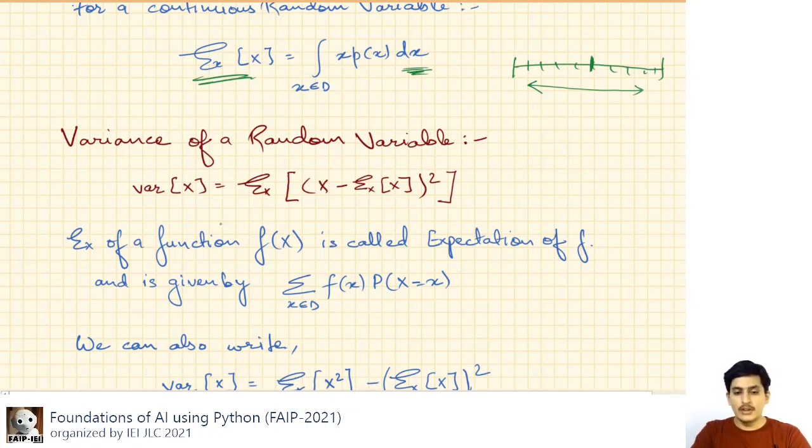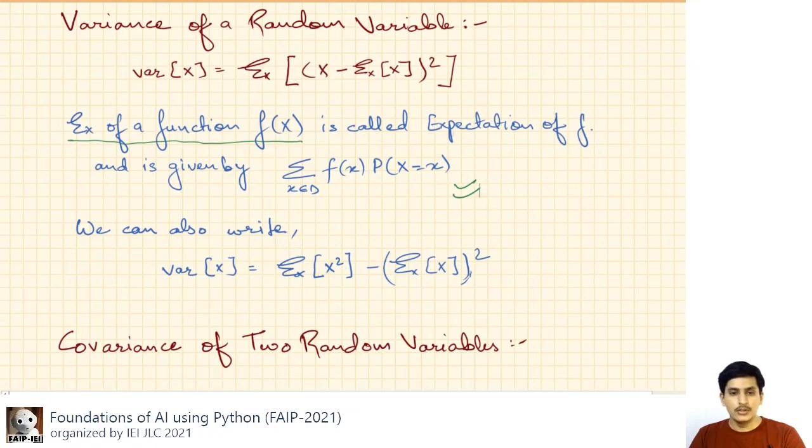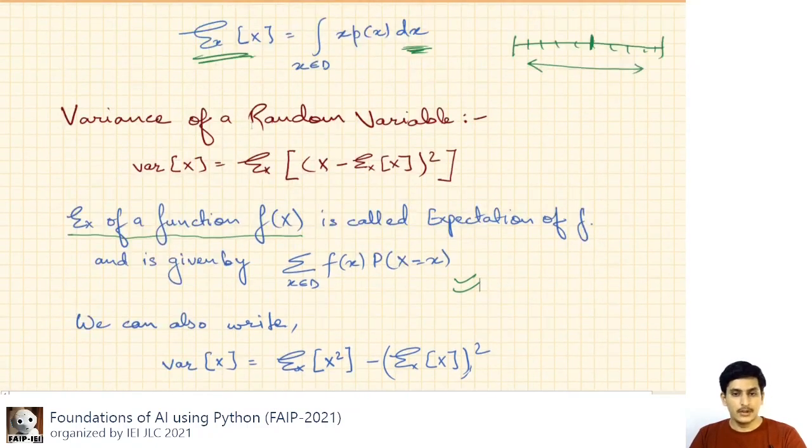So how do we do that? We can calculate the expectation of a function f(x) using this formula. If there is any function of x, the random variable x, then we will calculate its expected value using this: summation over x of f(x) times the probability that X takes a value x. Okay, so this is what we'll be doing to calculate the variance of a random variable.